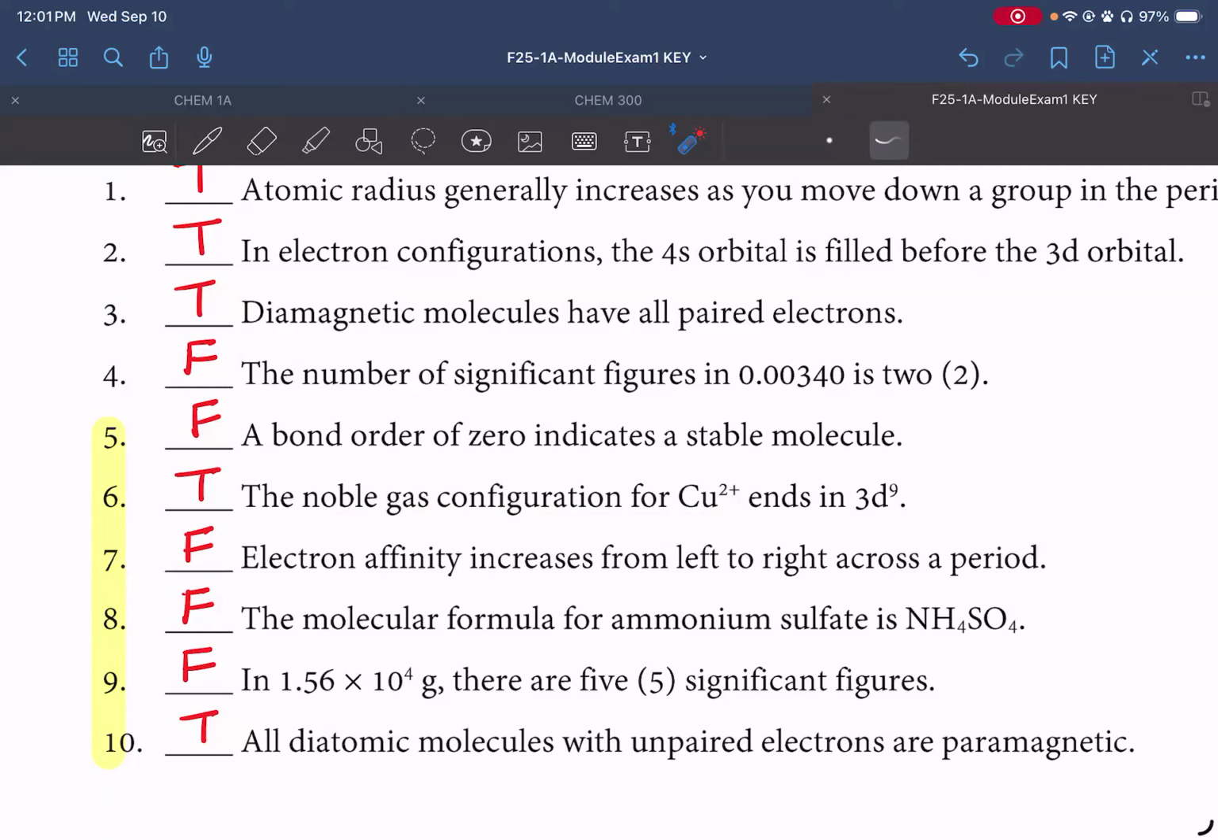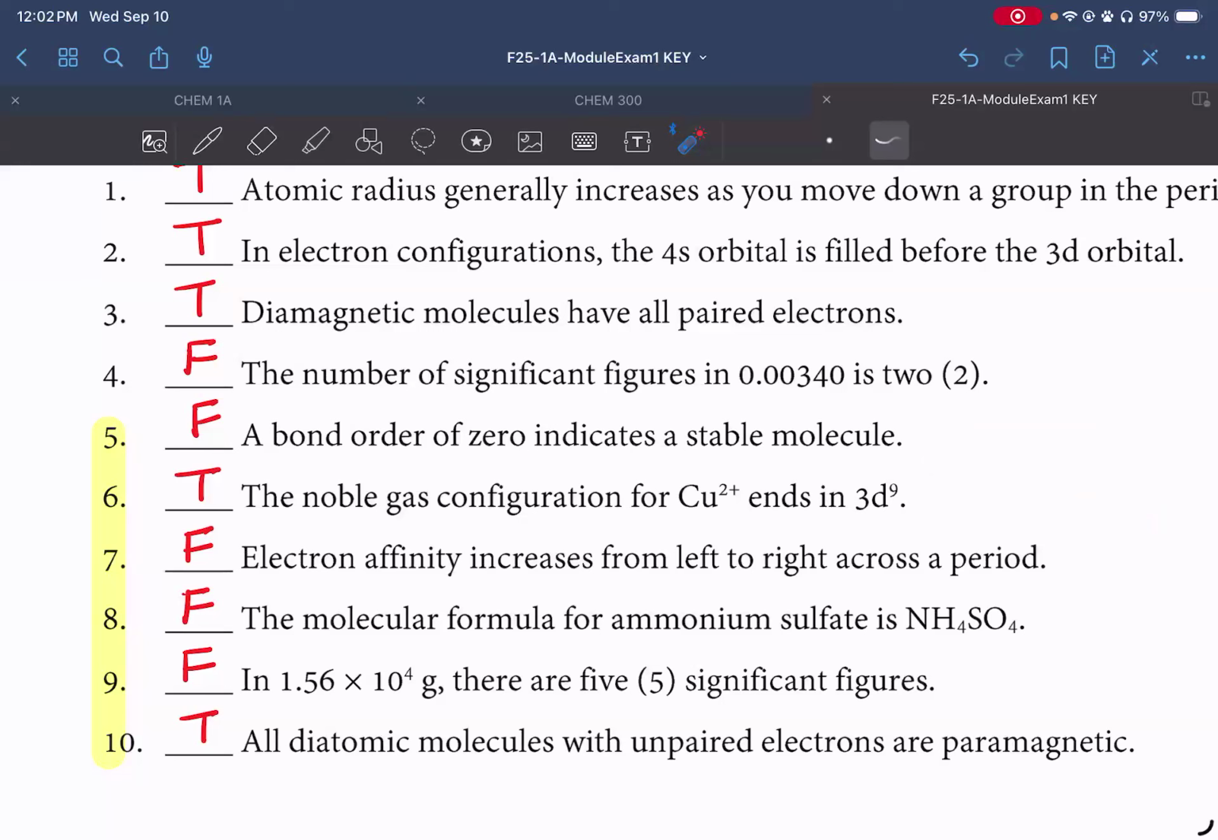Noble gas configuration is one that expected you to recognize that, of course, there was a 2+, so you needed to remove 2 electrons. Electron affinity, this was one of those periodic trends that we talked about in class. I talked about how from left to right, it actually gets smaller. So it does not increase from left to right.